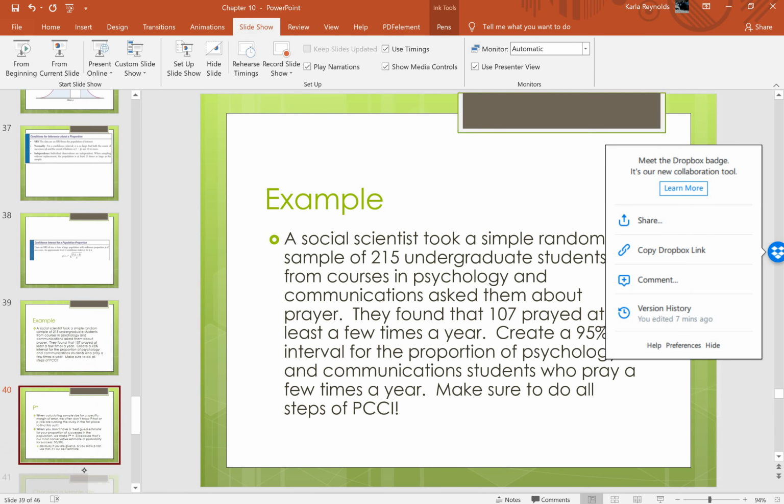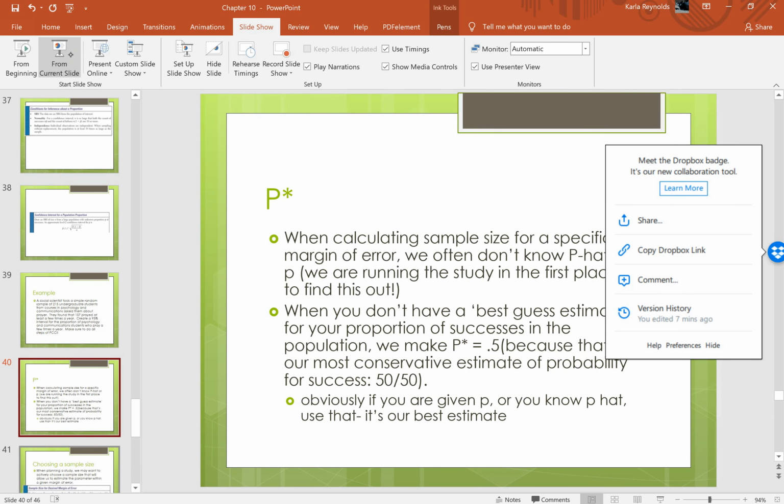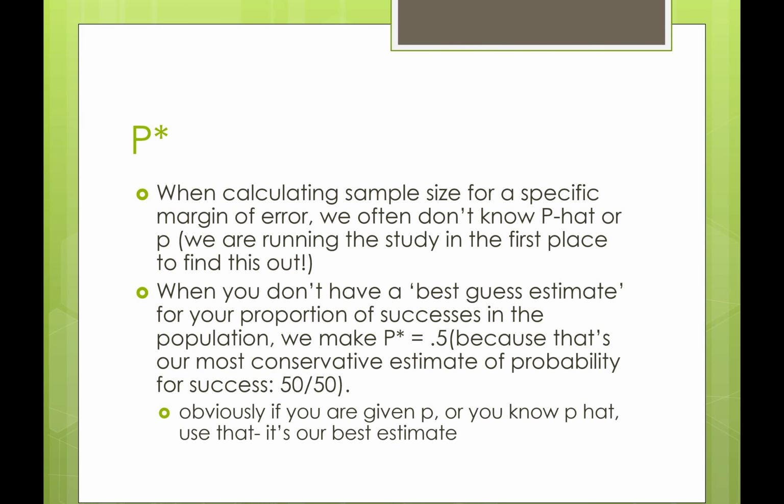All right. Then we have some things that come up with proportions that aren't true for the means. So if we're trying to calculate a specific sample size to get a certain margin of error, often we don't know what our proportion is because we haven't done the experiment yet. So what we want to do is the worst case scenario. And the worst case scenario in terms of statistics is 50-50 because neither side has more of a chance of succeeding.